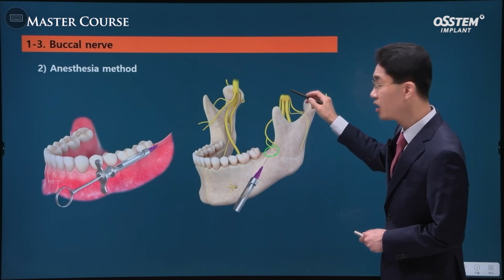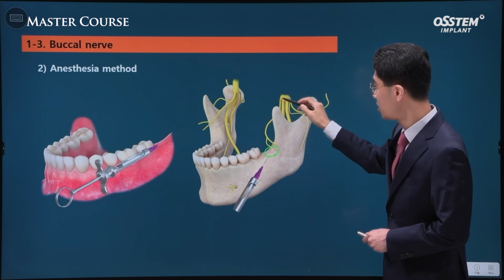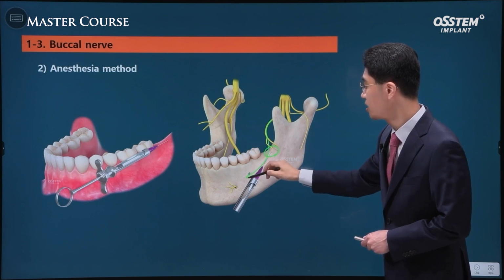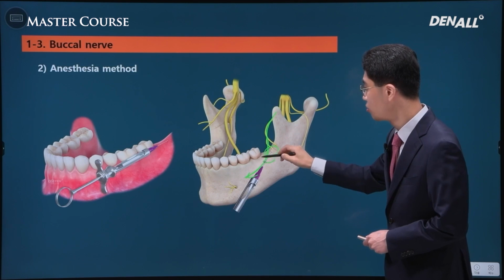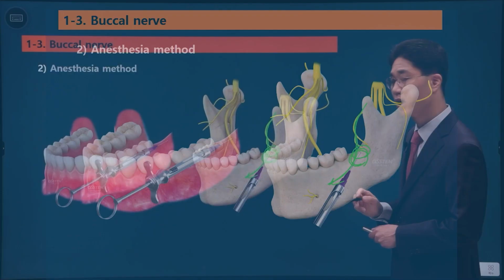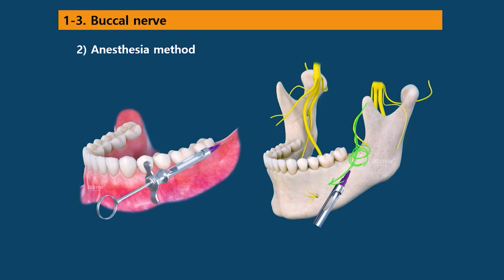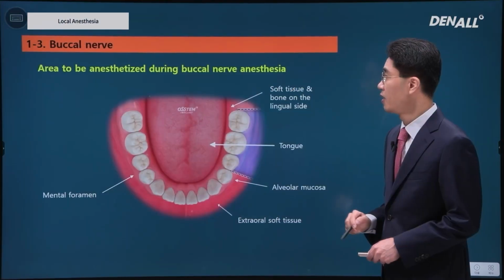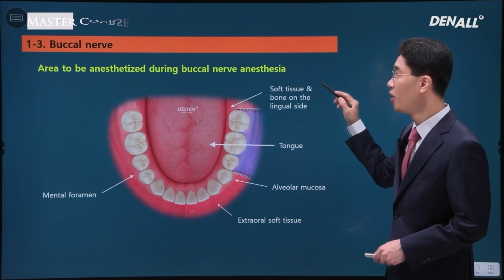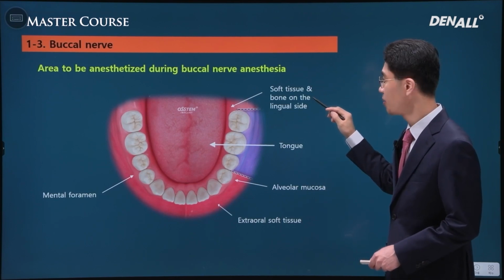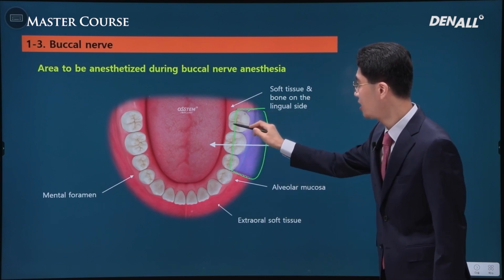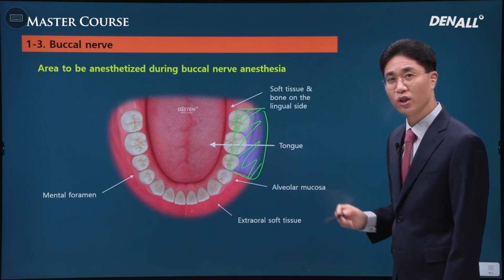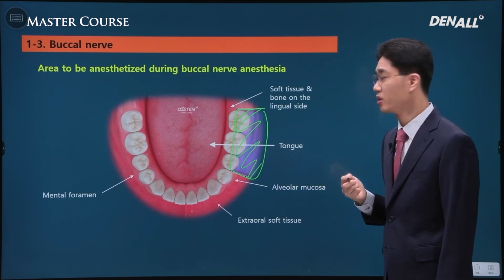The buccal branch of the mandibular nerve, we know already where this is positioned. Following the position, we need to insert the needle accordingly to the distal part of the most distal teeth in the lower. As shown, when you do block anesthesia on buccal nerve, the area that is shown in purple is anesthetized. This is how block anesthesia is performed on buccal nerve.